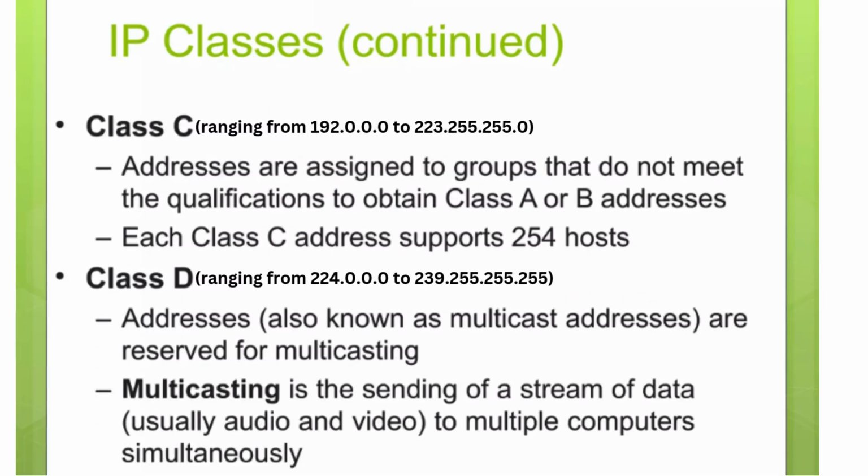For smaller networks, Class C addresses are assigned to organizations that do not qualify for Class A or B, supporting up to 254 hosts. Meanwhile, Class D addresses are used for multicasting, where a single stream of data, such as audio or video, is sent to multiple computers simultaneously. Unlike the other classes, Class D is not used for normal network addressing, but is essential for efficient data distribution in applications like live streaming and conferencing.